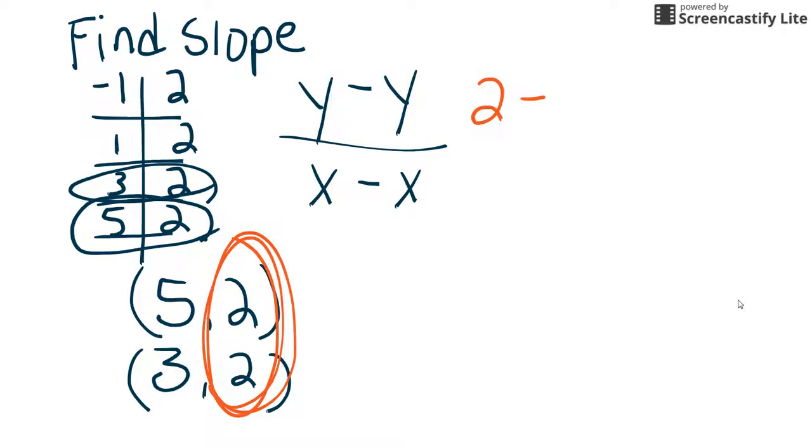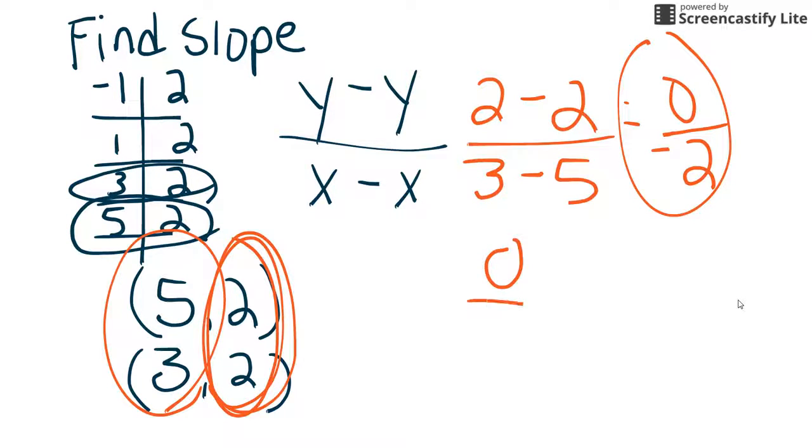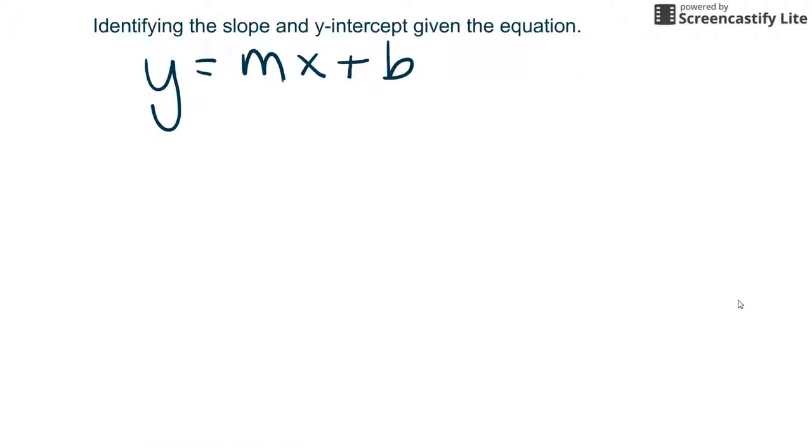So again, your first job is to find the y's. Well, the y's are right here. So 2 minus 2, 0. And then 3 minus 5. So 3 minus 5 looks like it's a what? Negative 2. But when you simplify that, 0 divided by anything is 0. So this must be a slope of 0.